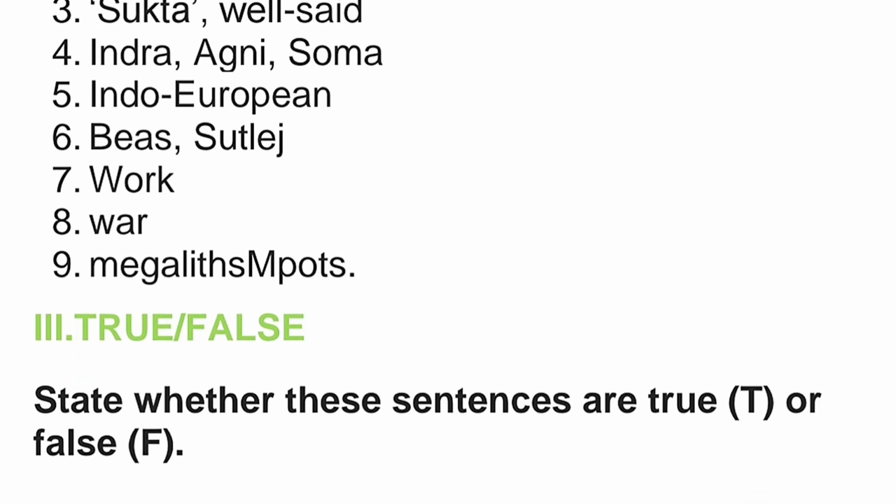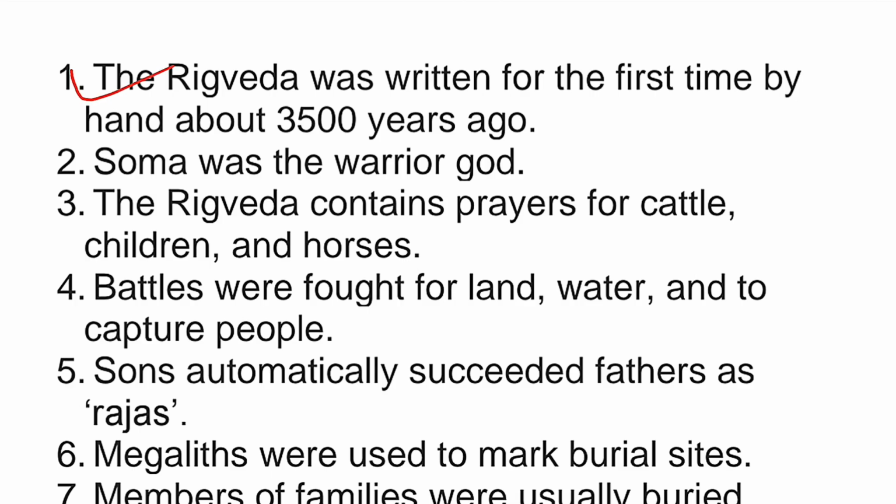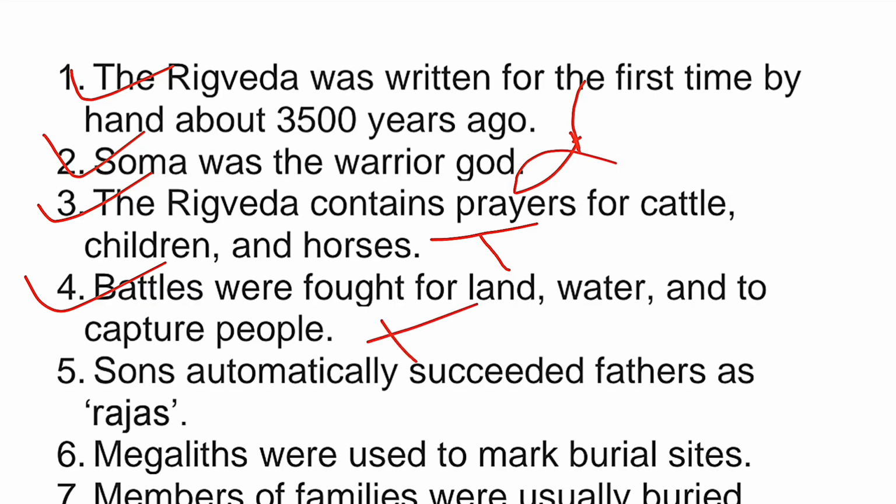Okay. Let's see the next, true or false. Question: the Rig Veda was written for the first time by hand about 3500 years ago. This is false. Okay. Next is, Soma was the warrior god. This is false. Okay. Next is, the Rig Veda contains prayers for cattle, children and horses. This is true. Okay. Next is, battles were fought for land, water and captured people. This is true. Next is, sons automatically succeed fathers as rajas. This is not true.